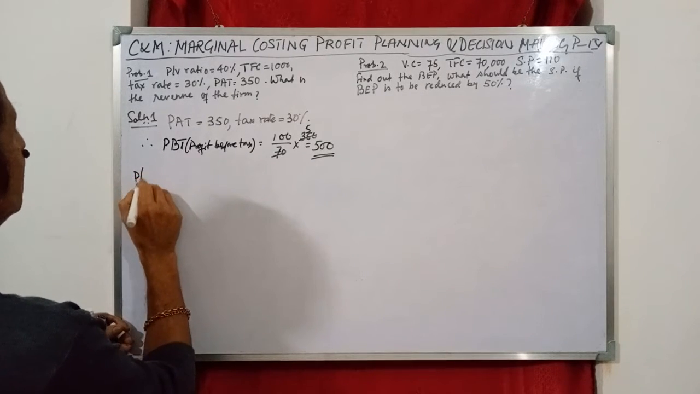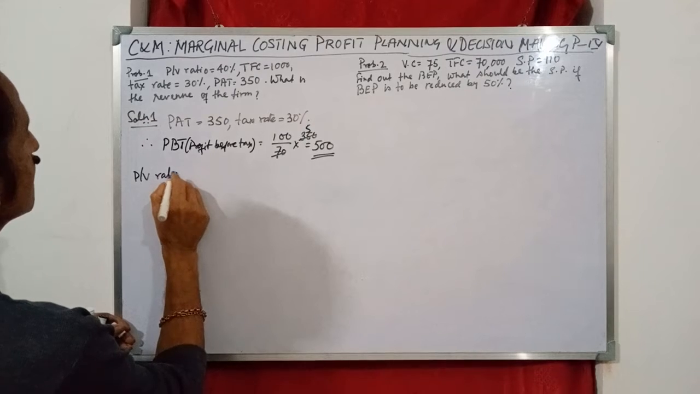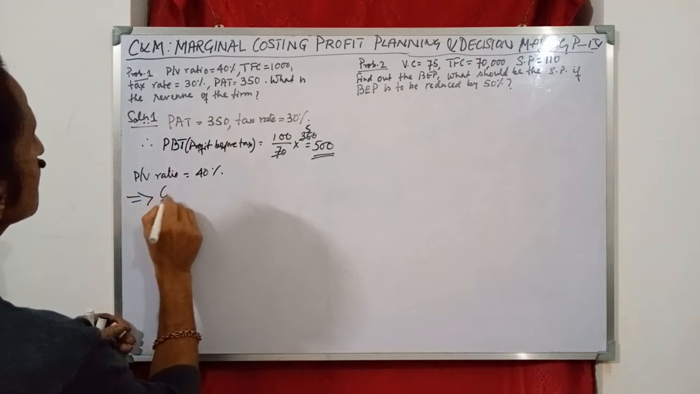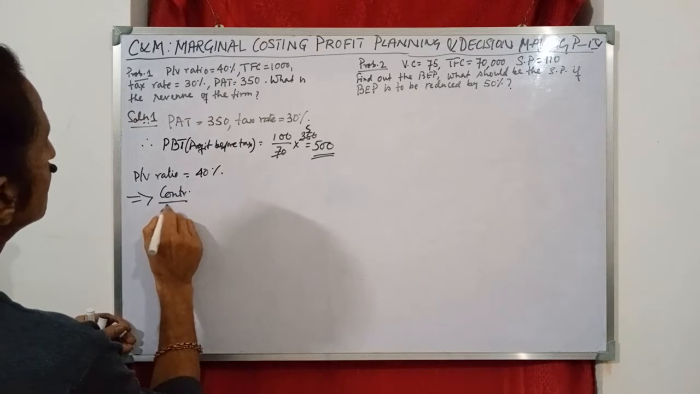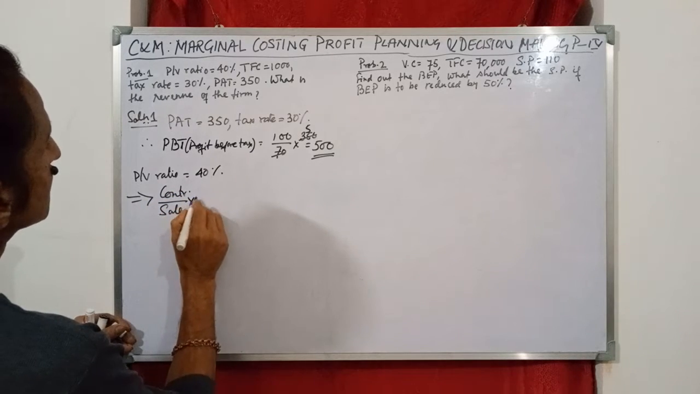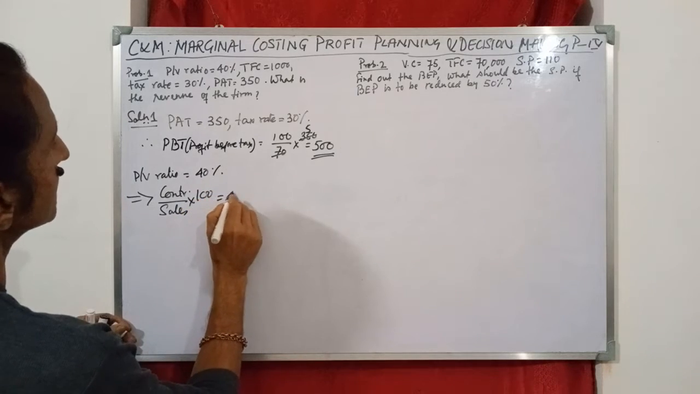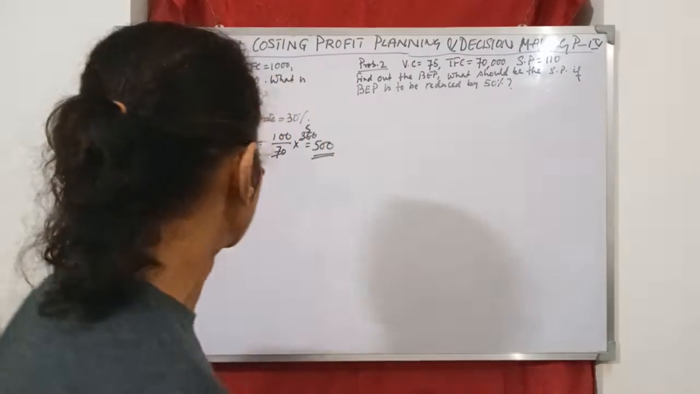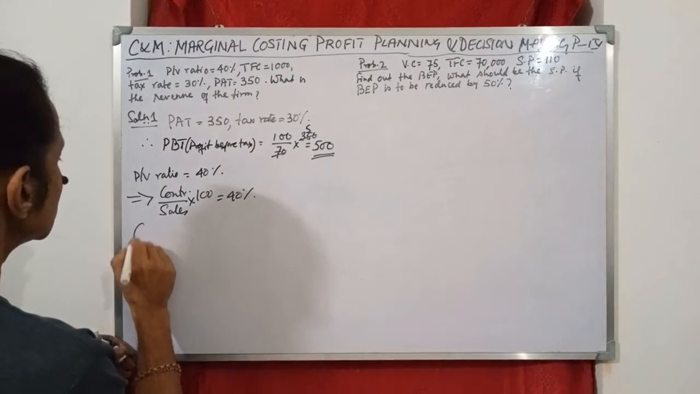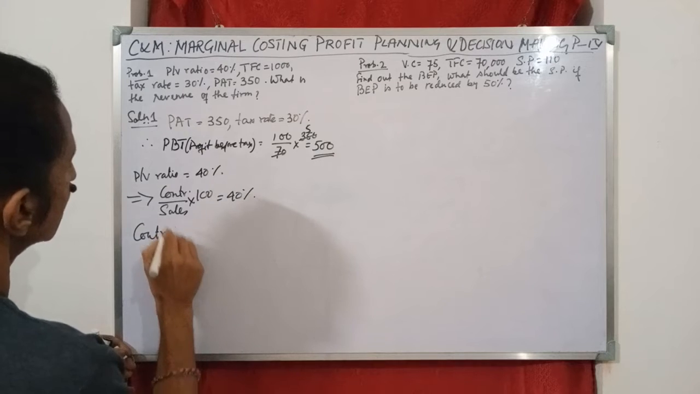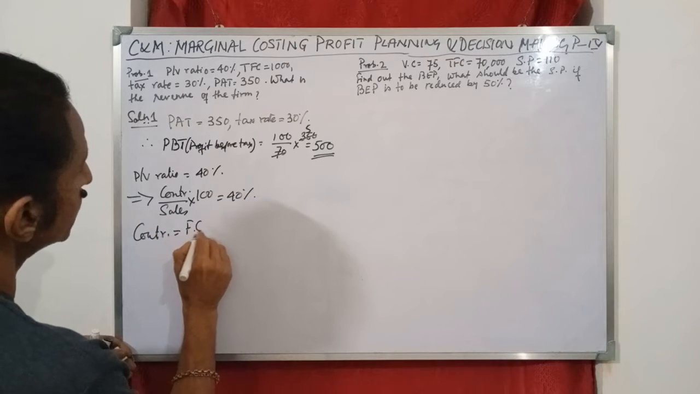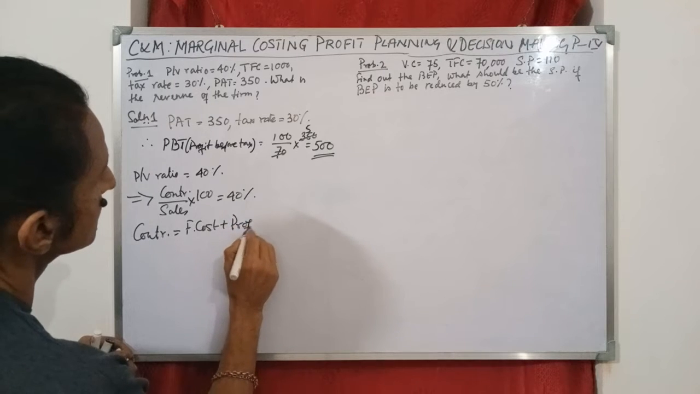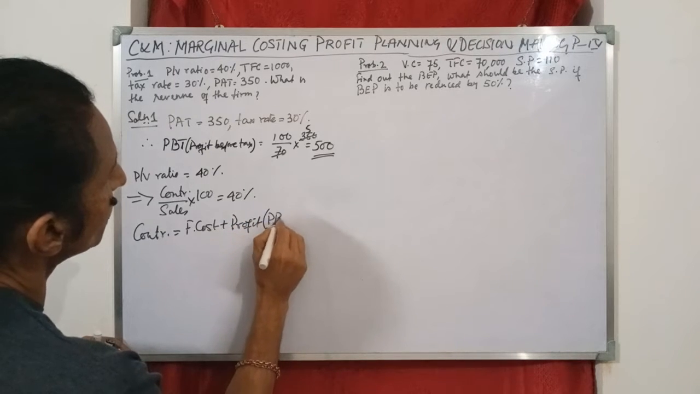Now PV ratio is equal to 40%. This means contribution by sales into 100 is equal to 40%. Now what is contribution? Contribution equals to fixed cost plus profit, that is PBT, profit before tax.